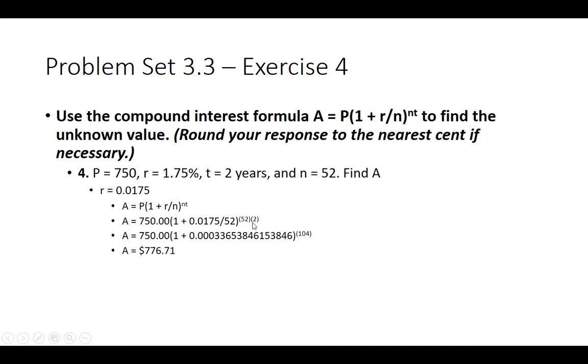What do we do? First thing, multiply the exponent. 52 times 2 is 104. Divide 0.0175 by 52. You get this nice long number. Keep as much of the places after the decimal point as you can. Keep it in the calculator. Add 1 to it. Keep it in the calculator. Raise it to the 104th power. Keep it in the calculator. Multiply by 750. And when we round to the nearest cent, our answer is $776.71.